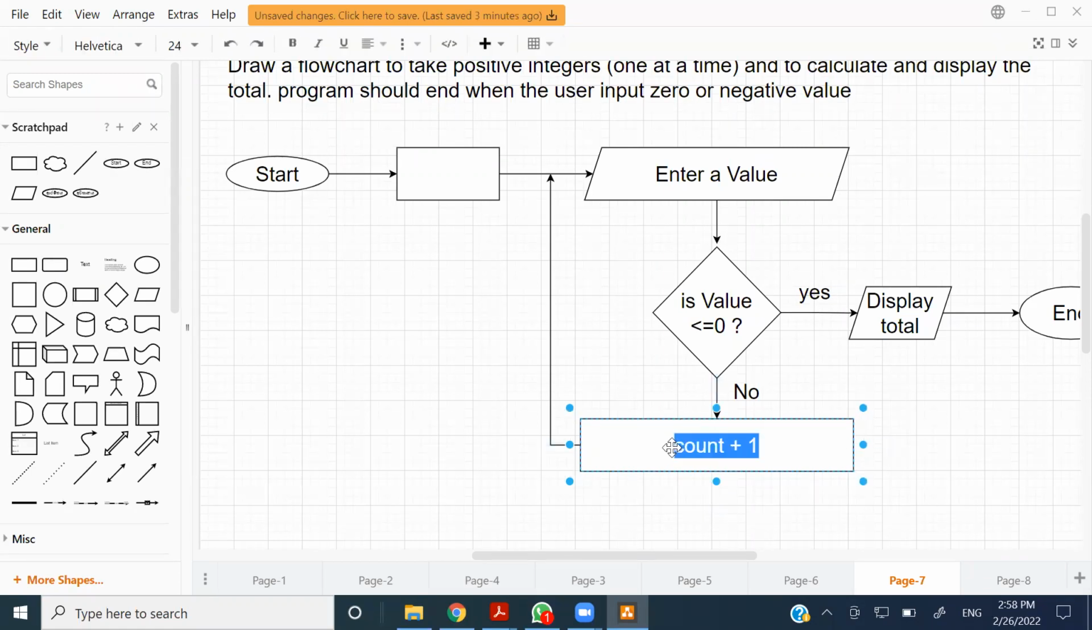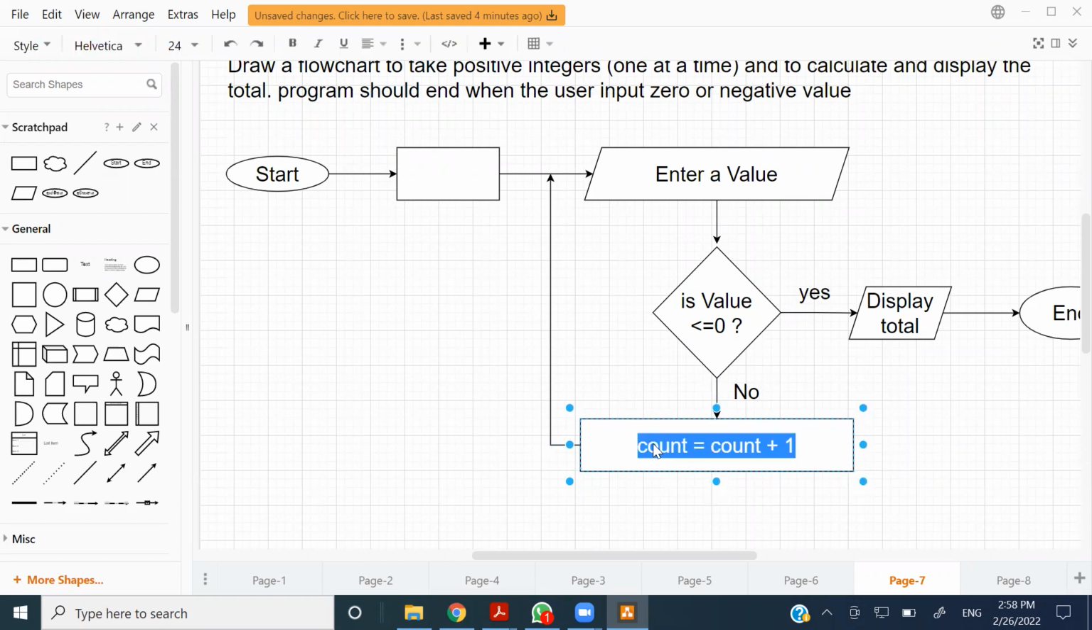Now programmatically, how are we going to write this? We should increase the count variable by 1. So we have to say count equals count plus 1. Since it is the very first time we are adding a particular value, when it is asked to count the values, when it is positive, I need to increase the count by 1.